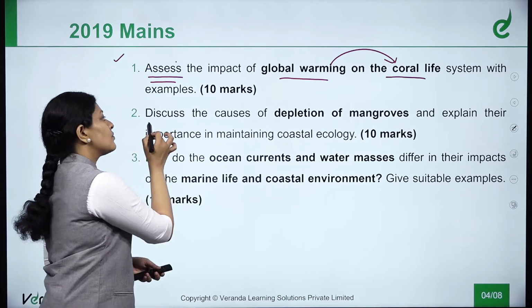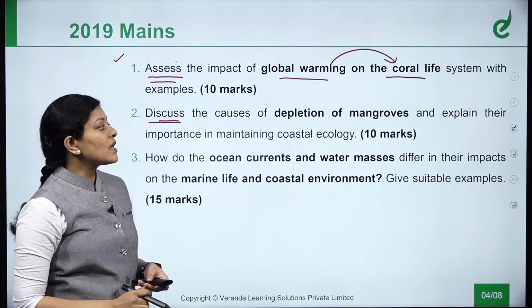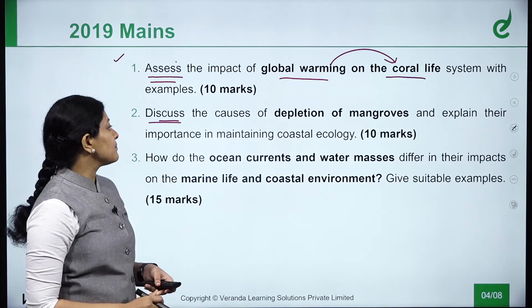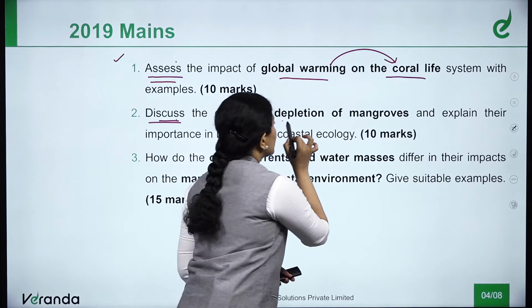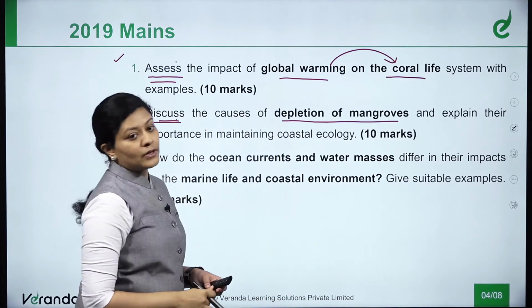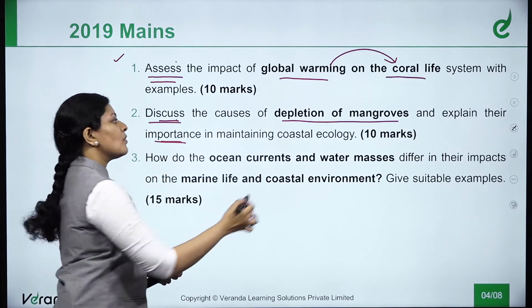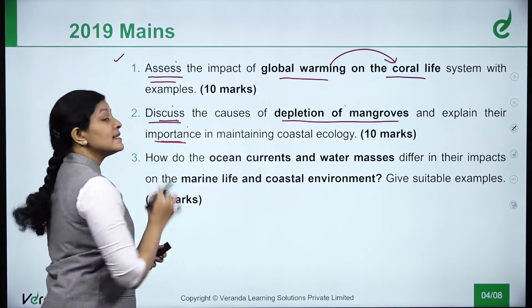And here they are asked you to discuss the cause of depletion of mangroves and explain their importance in maintaining coastal ecology. So they have asked discuss here, and the main keyword of the question is depletion of mangroves. Explain their importance. So these two are the keywords, and the question over here is discuss.